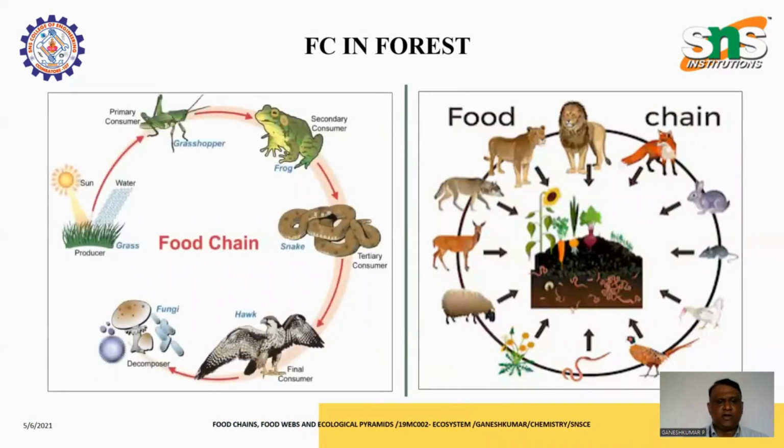See the food chain in a forest. Plants are eaten by a deer, sheep, or something else, and they are eaten by the fox, lion, or tiger, etc. And then it undergoes decomposition.